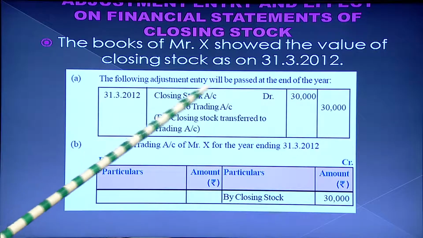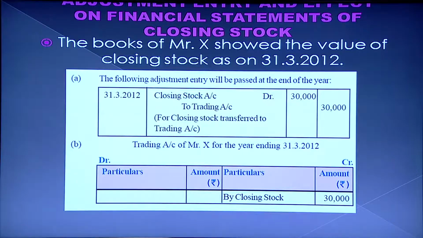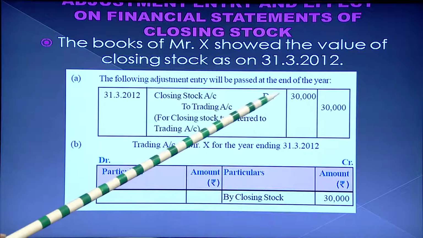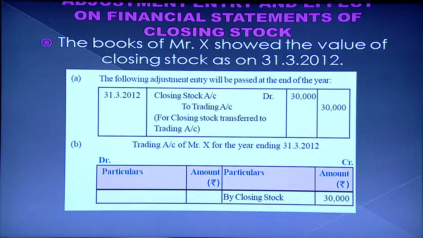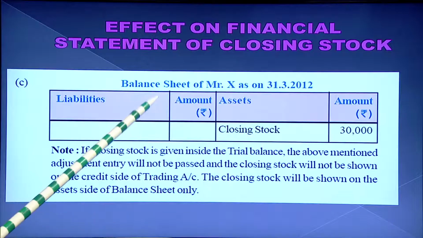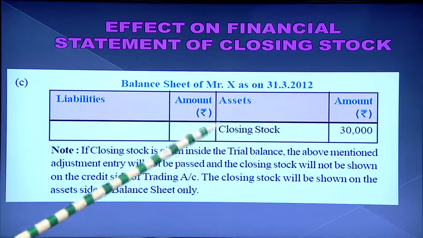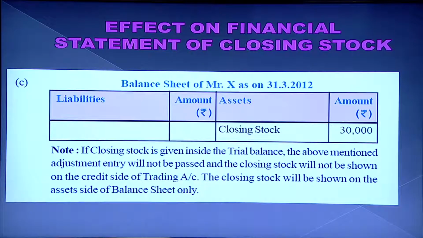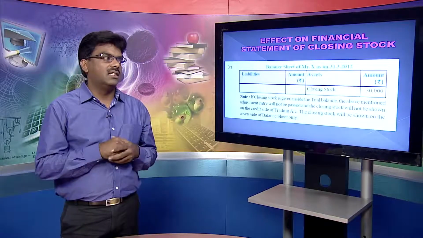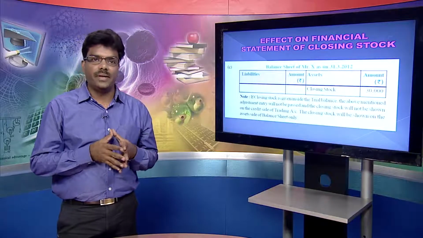You see that closing stock account debit to trading account. Suppose a company has a closing stock of rupees 30,000, then this entry will be done: closing stock account debit to trading account, rupees 30,000. What is the effect of this entry? In the credit side of trading account, we write by closing stock, because this is the adjustment of closing stock, and the other adjustment is in the balance sheet. In balance sheet, rupees 30,000 of closing stock is our asset, and because of that we write it in the balance sheet of the particular company.